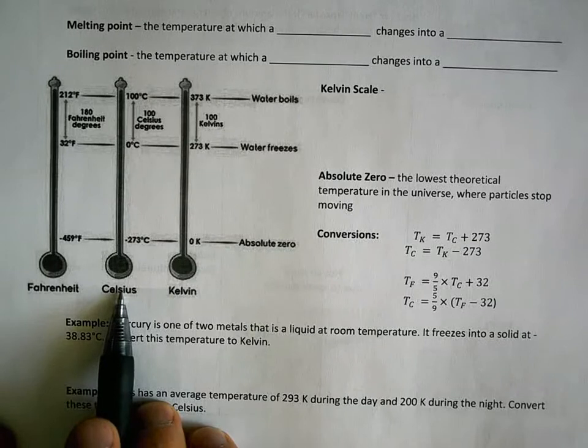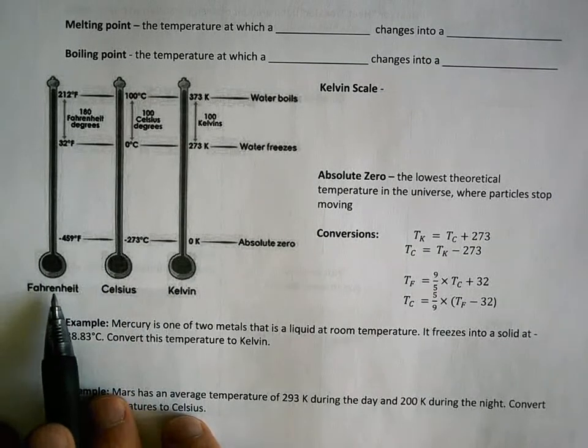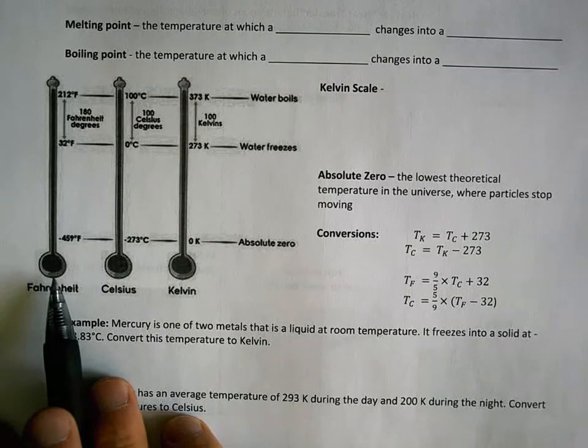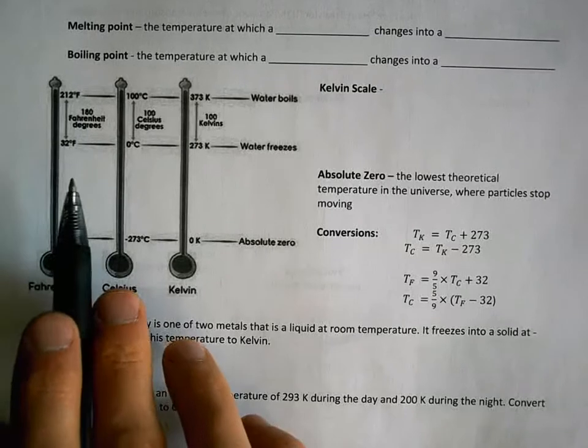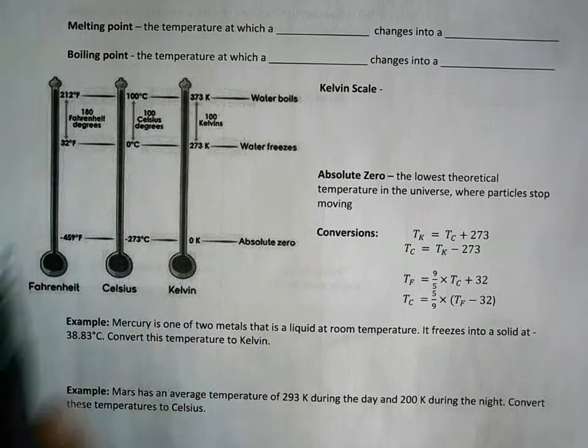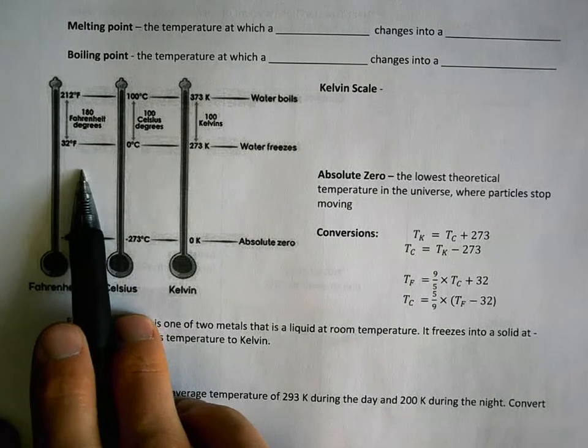This is how we measure temperature in Canada. The United States and some other countries use the Fahrenheit scale. It's a slightly different scale. Not only does it start at a different number, but the degrees are a different amount. So 1 degree Celsius is not the same as 1 degree Fahrenheit.